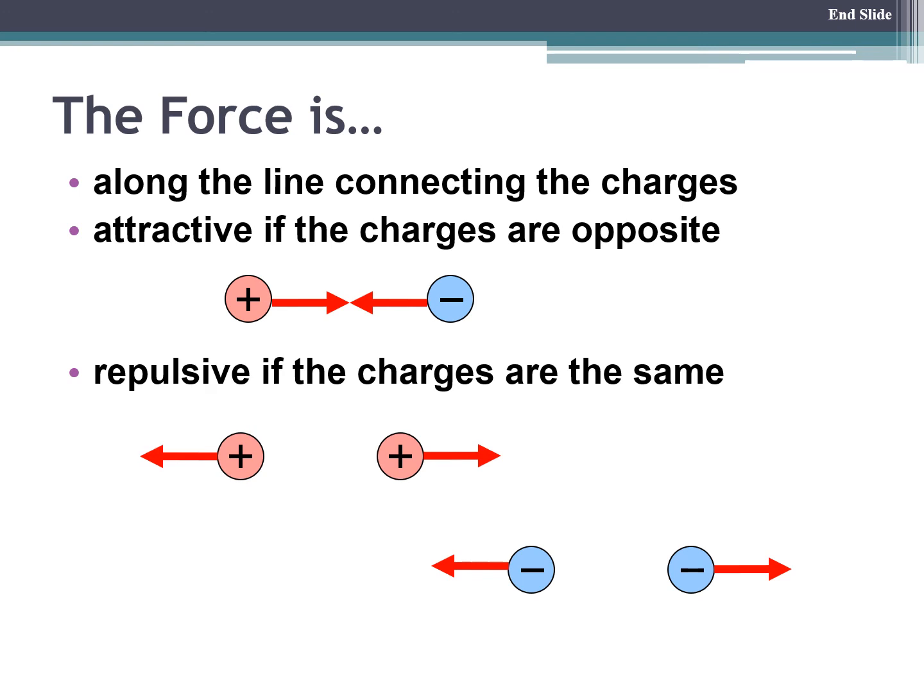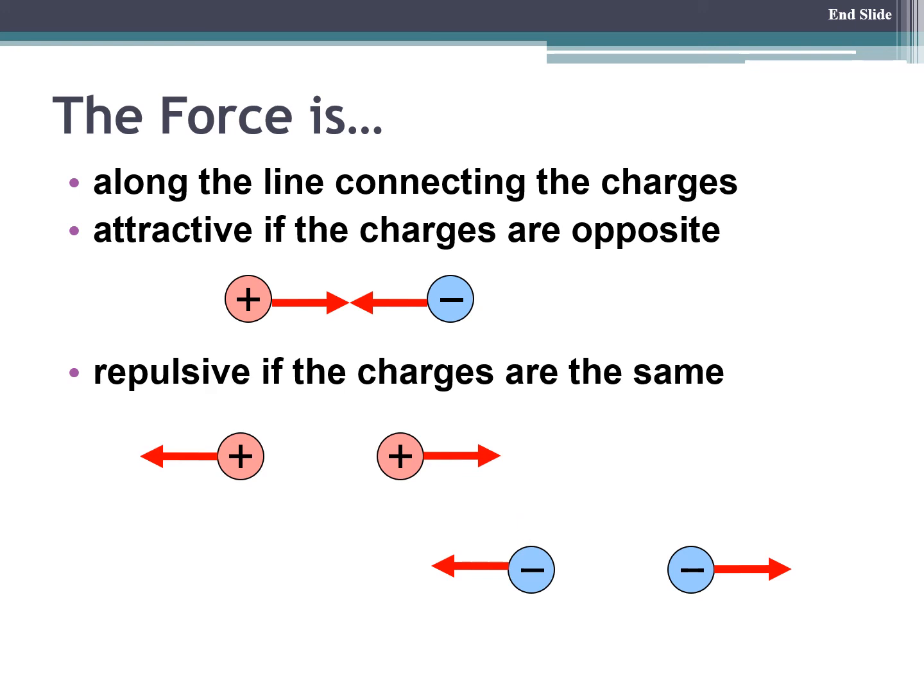The magnetic force, the electromagnetic force, actually can be perpendicular to the charges, but we're not going to get into that right now. Basically, the force is in line with the two charges themselves. Positive and negative will always be attractive, and the forces are repulsive for positive-positive and negative-negative.